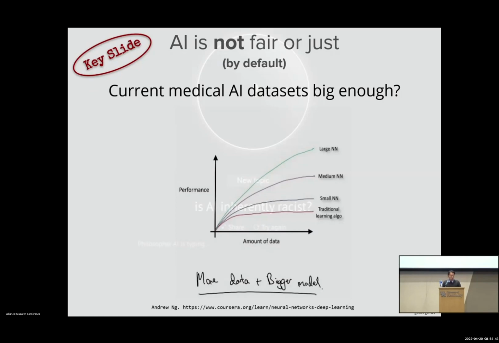Another potential concern, are our current medical AI data sets big enough? We know from experience in the computer science literature that the bigger the neural network, the more data you have, the better the AI, right? And so most of us are working at a single institution, have access to that institution's data, but really is that going to be enough? And so how do we get access to more data?